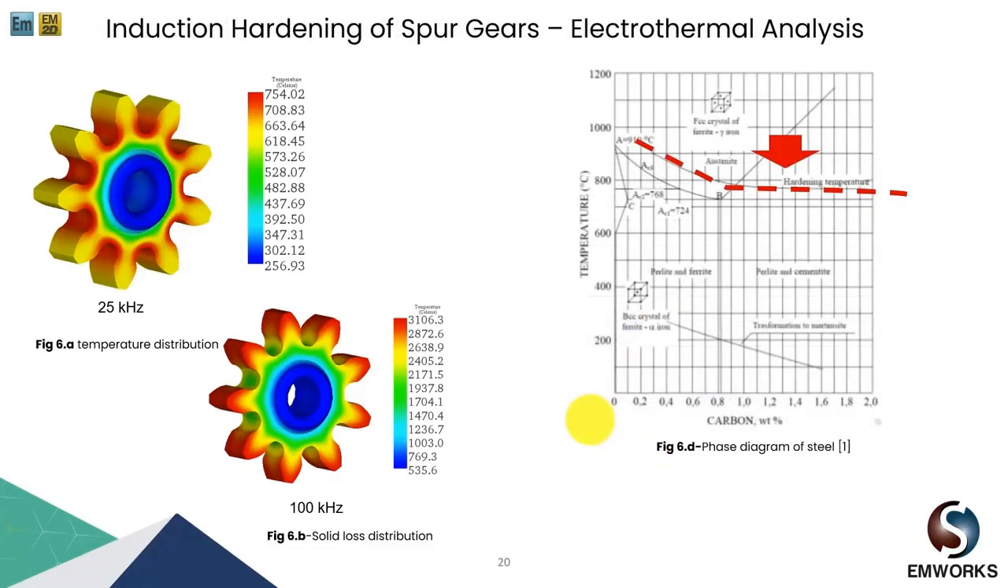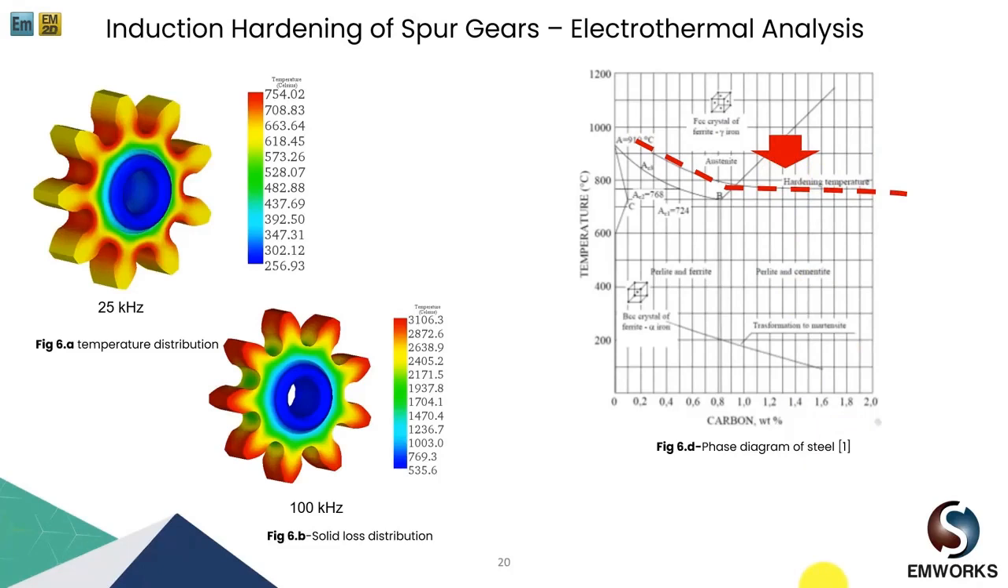If you remember from the steel phase diagram that we showed in the previous slide, steel should be heated to a temperature between 750 and 950 degrees Celsius. So for our case, and based on the second plot of the variation of temperature versus frequency, we can confirm that the design frequency for our heated gear would be around 30 kHz.